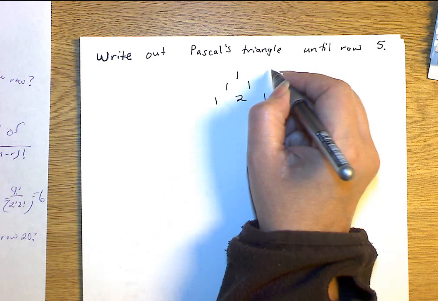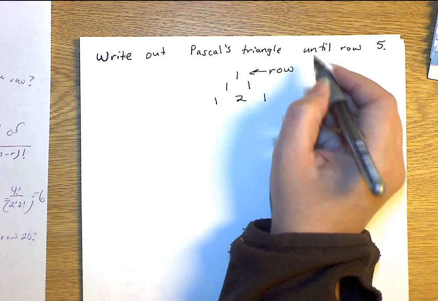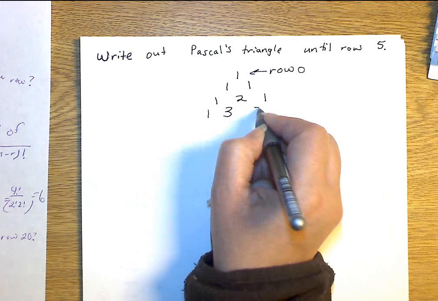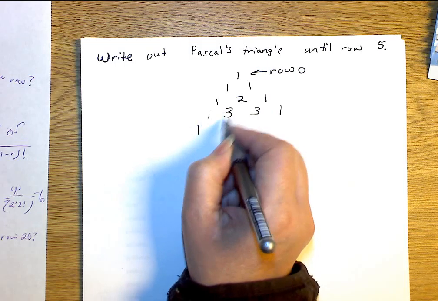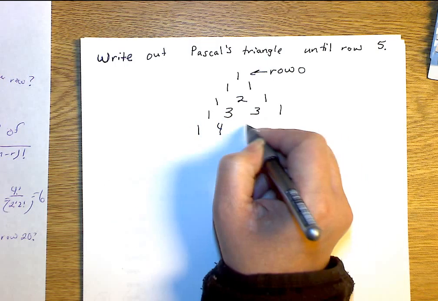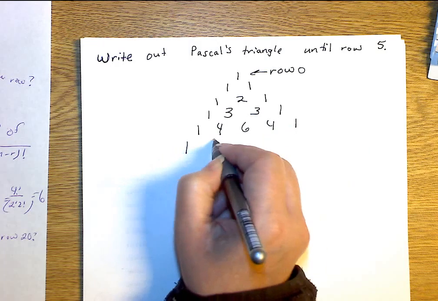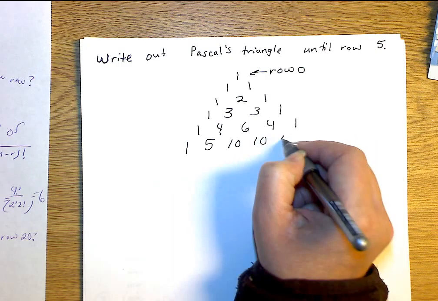This first row, what do we call this row right here? The 0 row. Then we have 1, 3, 3, 1. And then you start with a 1. 1 and 3 is 4. 6, 4, 1. And then you should have had 1, 5, 10, 10, 5, 1.